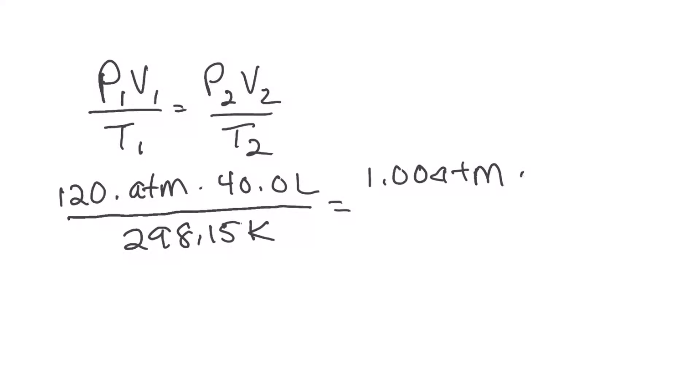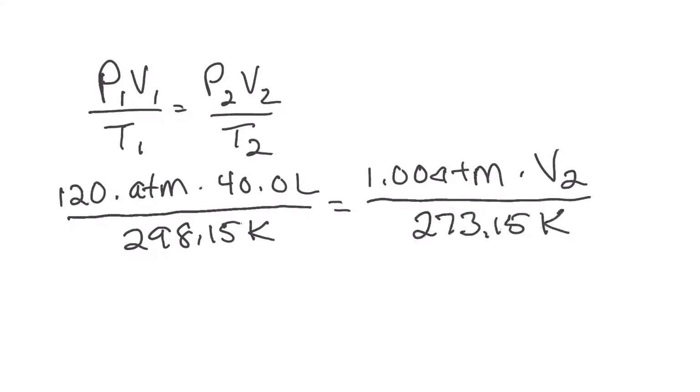The final volume we don't know. That's our unknown. That's our variable. So that's V for volume, V2. And the final temperature we changed to Kelvin was 273.15 Kelvin. So now I'm going to solve for V2. You can do this many different ways. I like to cross multiply. So that would be multiplying these and then multiplying by these.